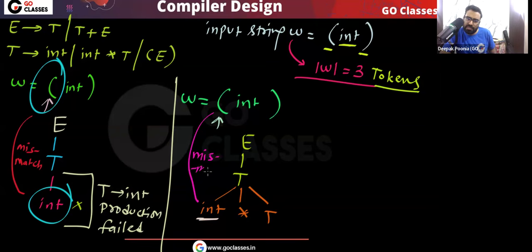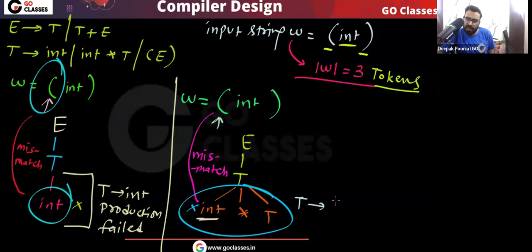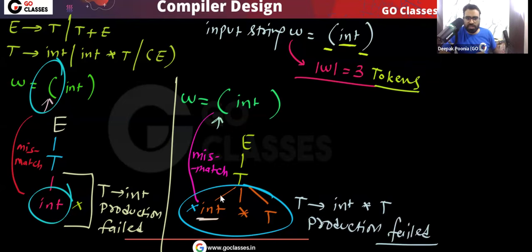Again there is a mismatch. And because there is a mismatch, you put a small cross mark here. It means that this production has also failed. So remember, I can say that this T going to int star T production failed. Okay, no problem. If this production failed, then we will try the next T production.